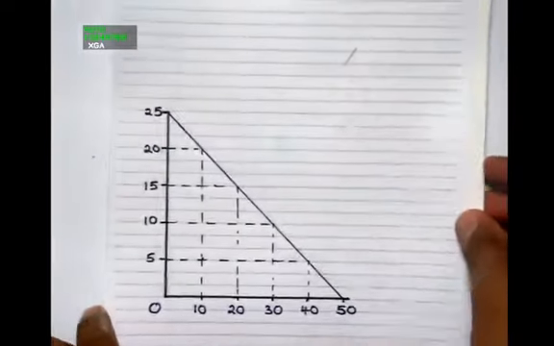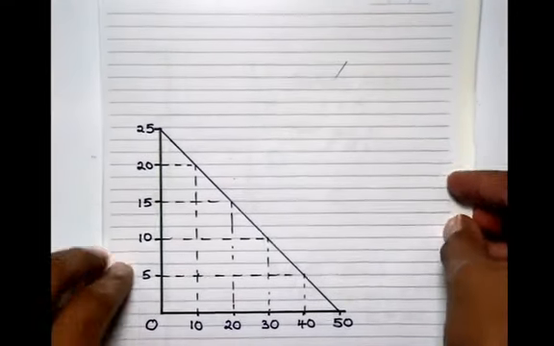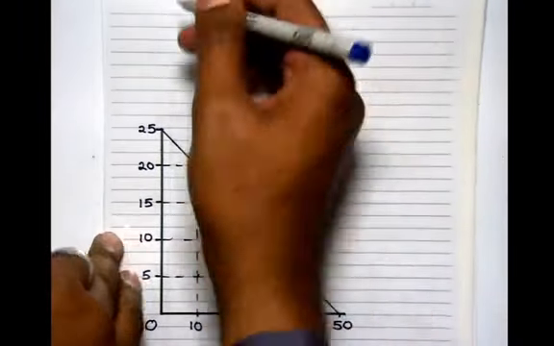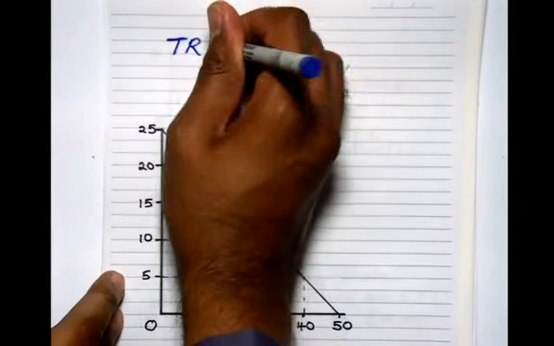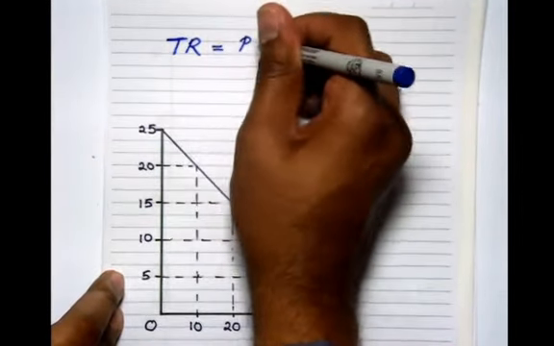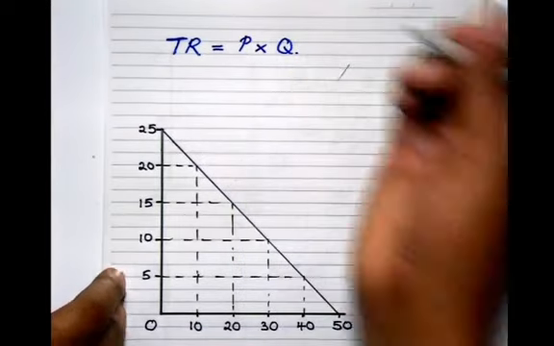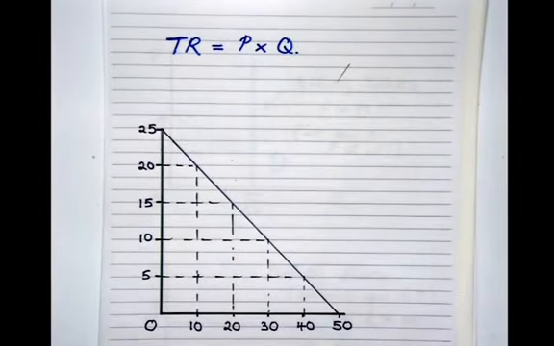Why does a firm care about elasticity? Before we look at that, let me give you one definition. Total revenue, the price times the quantity. Total revenue, TR for short, is the price of the product multiplied by how many units have been sold.